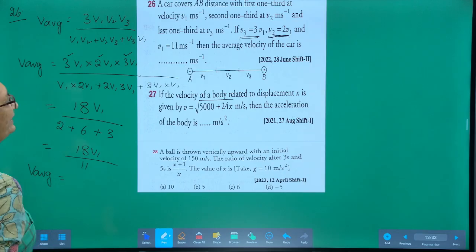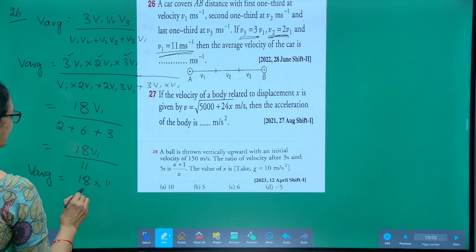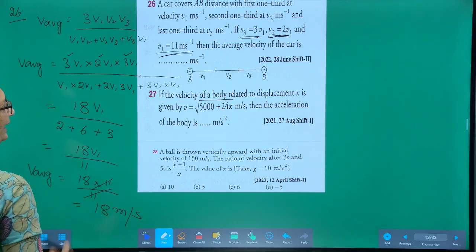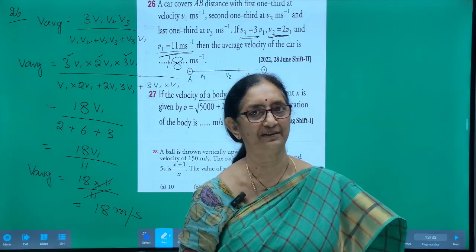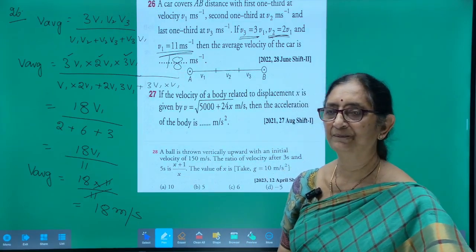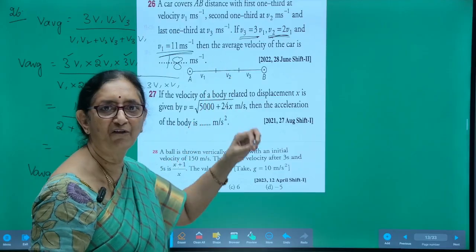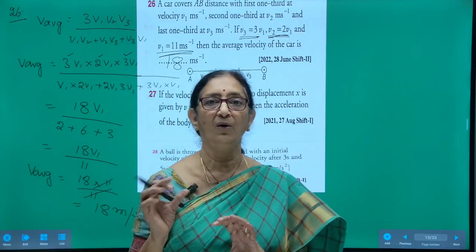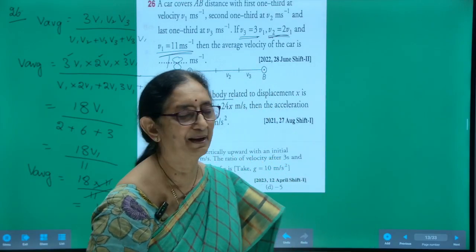What is the value of V1 given here? It is given as 11. So if V1 is taken as 11, the 11s get cancelled. Average speed is equal to 18 meter per second. So the answer is 18 meter per second. This is the formula you definitely have to remember. If you remember the formula, you can solve such simple problems straight away. Then you can save time and spend it on difficult problems in the same question pattern. That's how you will be able to manage time in the examination.